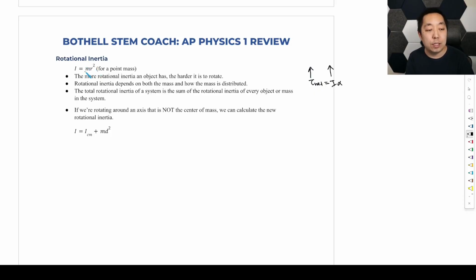And so that's why it's based on the mass and based on the distance. Because the further away something is, the harder it is to cause an angular acceleration. The more torque it's going to require. The more rotational inertia it has, because it's harder to rotate something that's far away from the axis versus something that's very close. Rotational inertia depends on the mass and how the mass is distributed. When you're talking about systems, the total rotational inertia is you add up the rotational inertia of every object in the system. Okay. And something that's new that you need to know this year for 2025 and going forward for AP Physics 1 is you need to know what we call the parallel axis theorem.